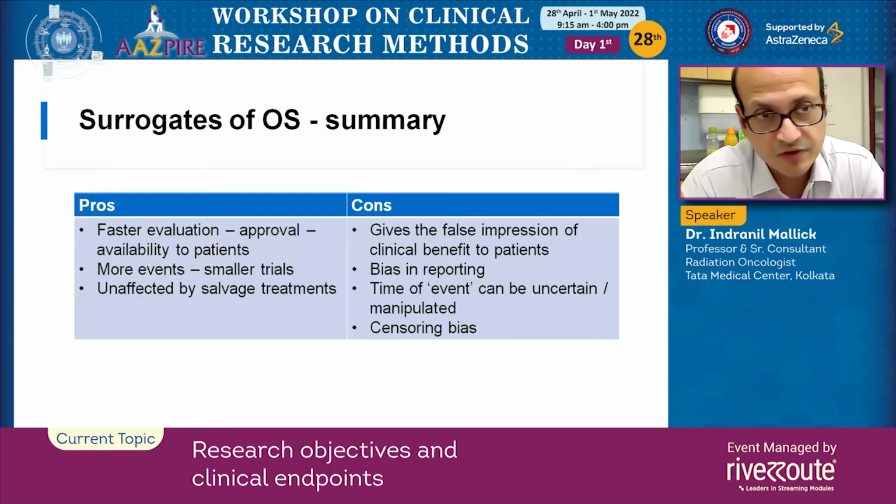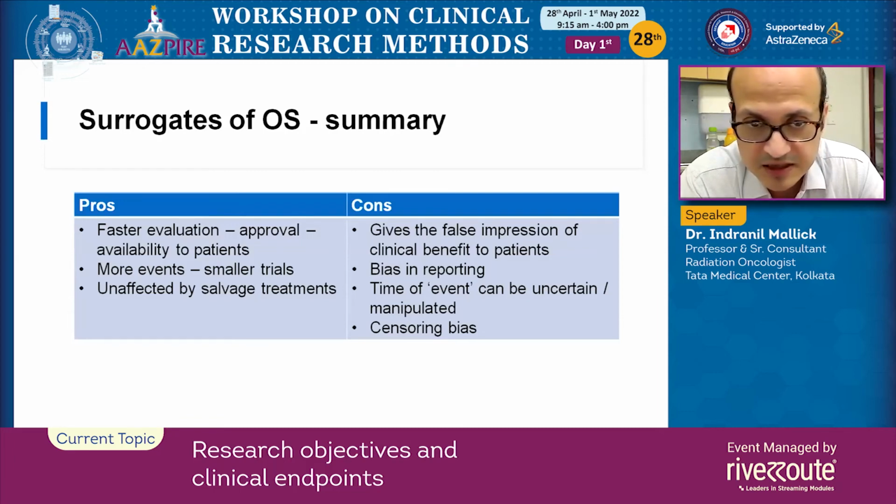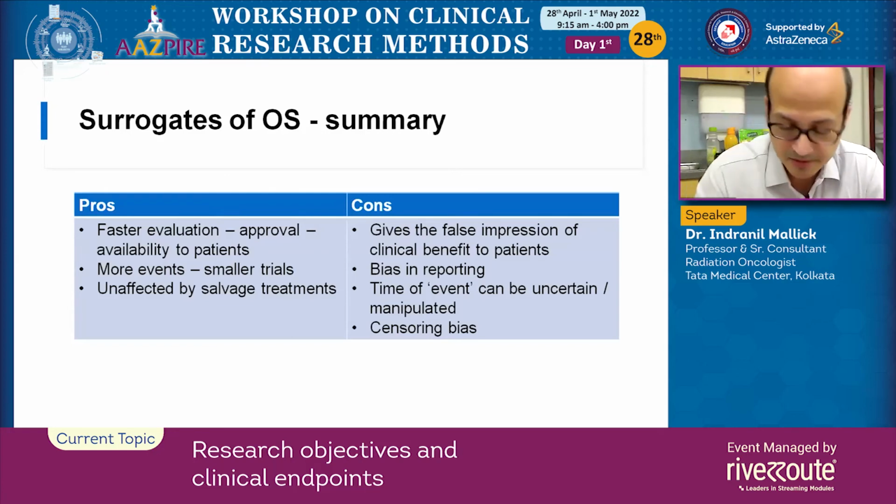So surrogates of overall survival, if I have to summarize, the pros of using surrogates are faster evaluation, approval, and availability to patients. There is a likelihood of more events, therefore smaller sample sizes, and they are unaffected by salvage treatments. The cons are that it gives a false impression of clinical benefit to patients. There could be some bias in reporting them. The timing of the event can be uncertain or manipulated based on radiology reports, and there could be a censoring bias.